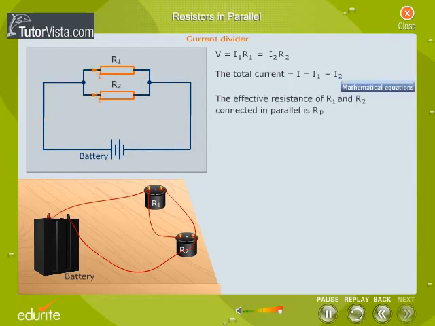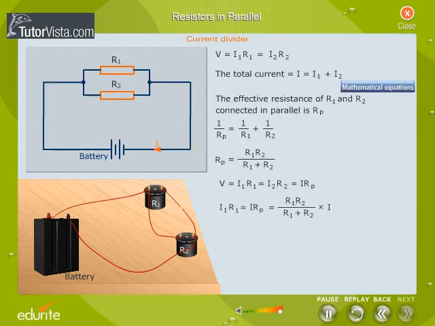The effective resistance of R1 and R2 connected in parallel is Rp. 1 by Rp is equal to 1 by R1 plus 1 by R2. Rp is equal to R1 R2 by R1 plus R2. V is equal to I1 R1, that is equal to I2 R2, that is equal to I Rp. I1 R1 is equal to I Rp, that is equal to R1 R2 by R1 plus R2 into I.